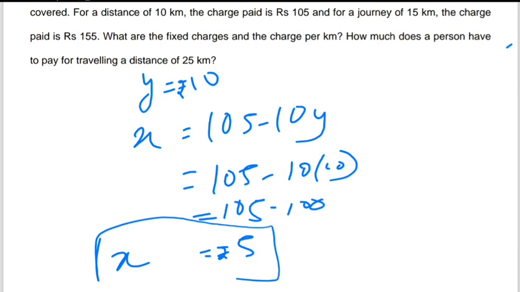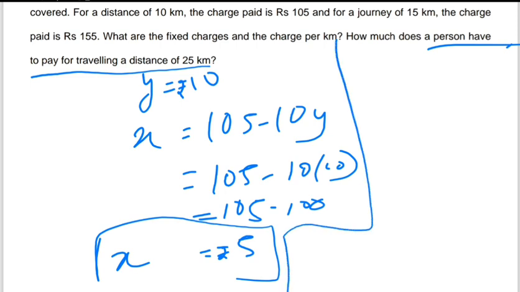So now let's find the second part. How much does a person have to pay for traveling 25 kilometers? They are asking us to find how much a person has to pay for traveling 25 kilometers. That is x plus 25y, which is equal to how much? We know the x and y values. So x value is 5.